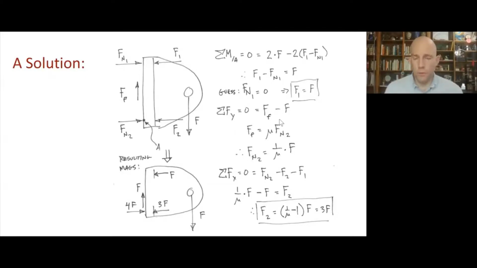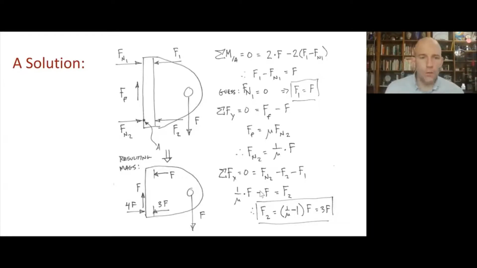And once again, the friction force is equal and opposite to the applied force. And that's mu now just times N2 because we've said N1 is gone. And so we now know N2 is 1 over mu times F. And then finally, we do the sum of the forces in the x direction. We have that, now we just have this 1 normal force, N2, and we have minus these 2 screw forces.